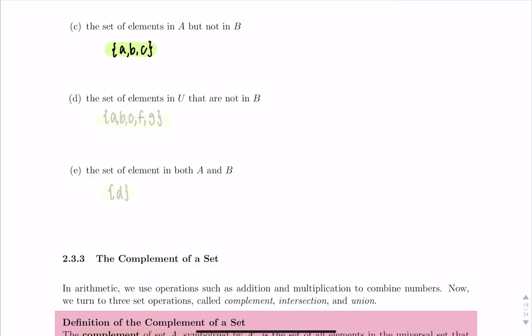What about the set of elements in U that are not in B? So that's everything that's in the box except anything that is associated with set B. And so we have A, B, and C, and we also have F and G. What about the set of elements in both A and B? So they have to have A and B in common, which would just be that shared region, region 2, and we only have one element, which is just D.